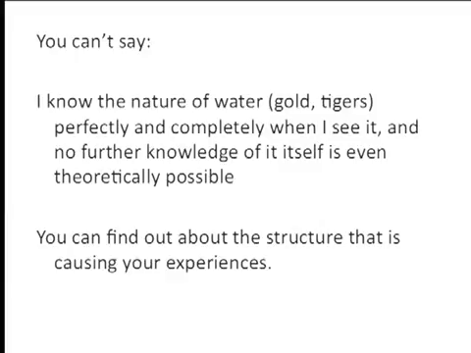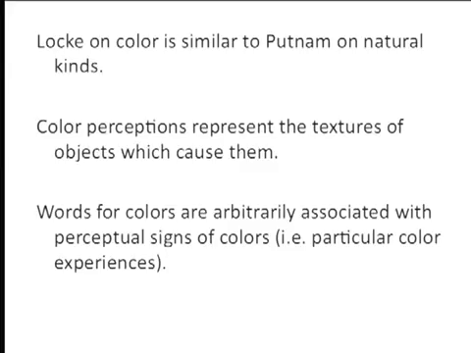But if you have Locke's kind of causal theory view of the way a word like red works, then Locke is saying that colours are really like the way Putnam talks about tigers or water or gold. So Locke on colour is very like Putnam on natural kinds. Locke's got the same kind of causal theory. Colour perceptions represent the textures of the objects that cause them, and the words for the colours are arbitrarily associated with perceptual signs of colours, so particular colour experiences. So of course it's possible to find out more about what colour in itself is.